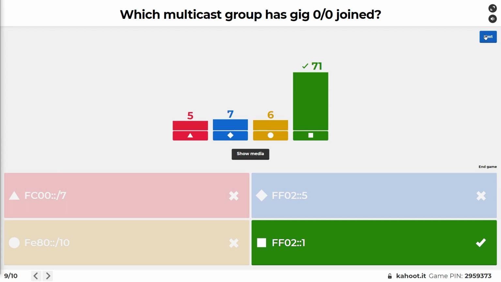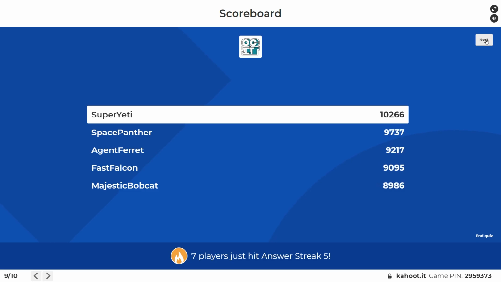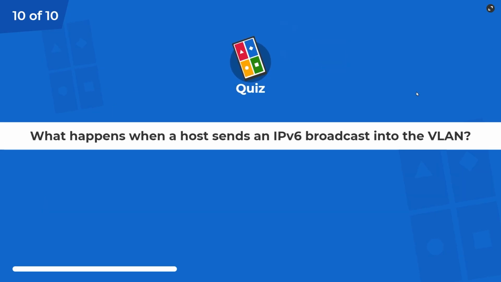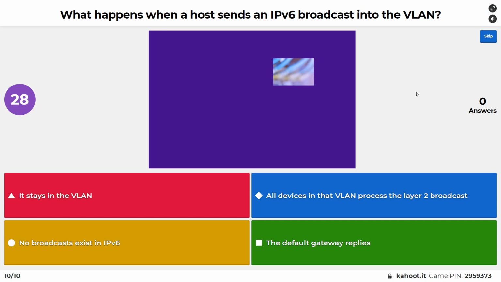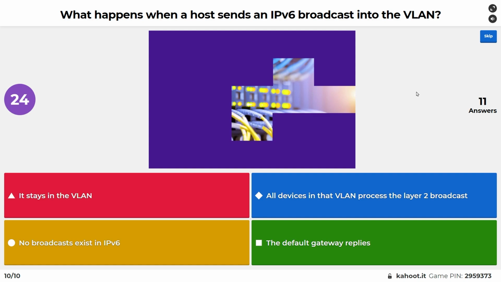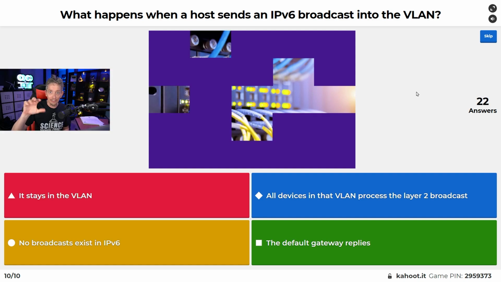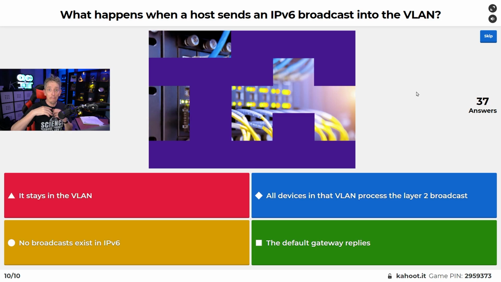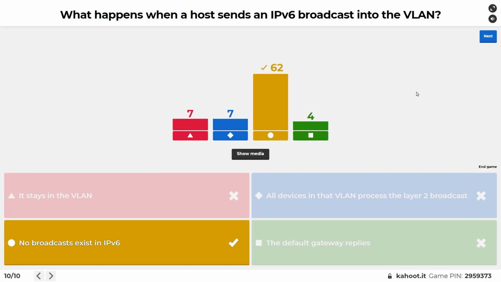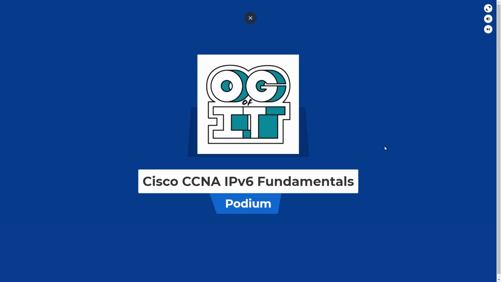Okay, I think we have one more. Here we go. All right, here's our final question for this quiz. What happens when a host sends an IPv6 broadcast into the VLAN? I thought I took this question out. There's only 30 seconds. You better jump on this right away. Nailed it. All right, no broadcasts exist in IPv6. All right, that's it. Let's take a look at the winners table.